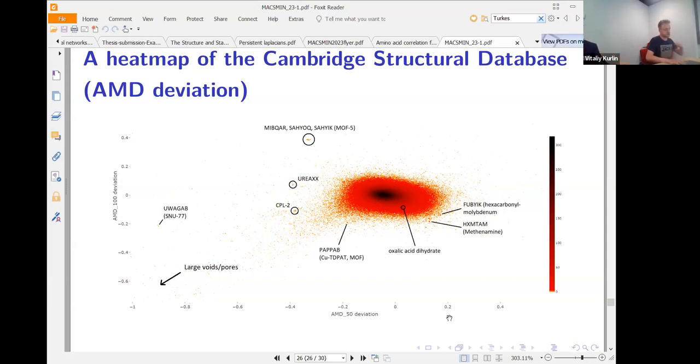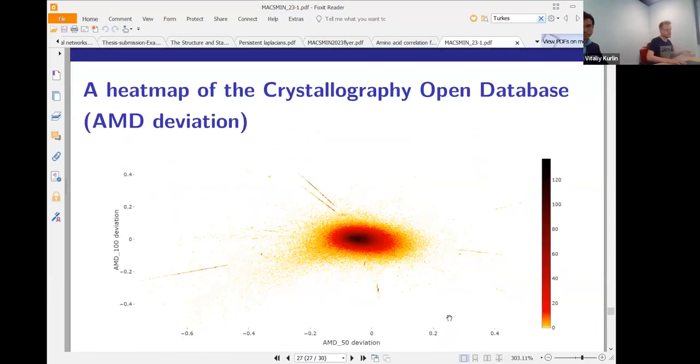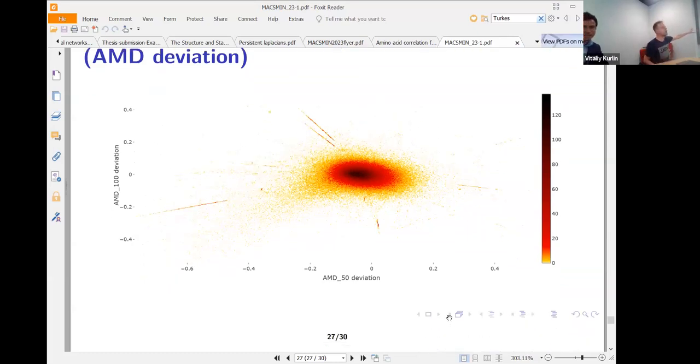The next slide is the exact same map, but for the Crystallography Open Database, which I expected to look identical to the CSD, but actually does not. Maybe I won't get too much time, but we can explain these lines. These lines all point to the origin, and they imply that your distances to neighbors are all proportional to each other. It turns out that these are all highly symmetric cubic crystals only, a specific kind of cubic crystal.